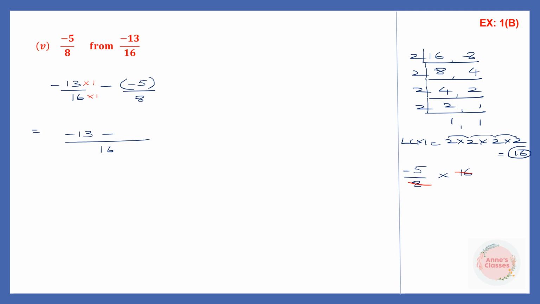Cancel, 8 2s are 16. So multiply, minus 5 into 2 is minus 10. So we can write that minus 10. Now let's remove the brackets. Minus 13, minus into minus is plus, plus 10 by 16. Minus 13 plus 10, signs are different. Put the sign of the bigger number and subtract. 13 minus 10 is 3, minus 3 by 16. So this is the final answer, minus 3 by 16.